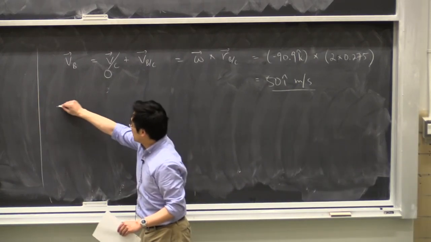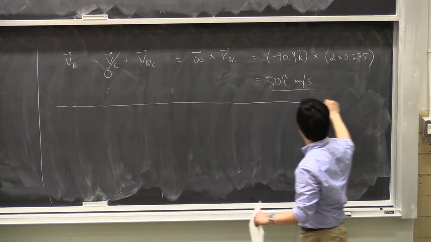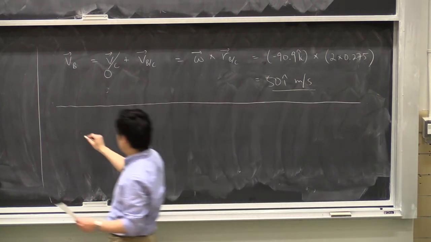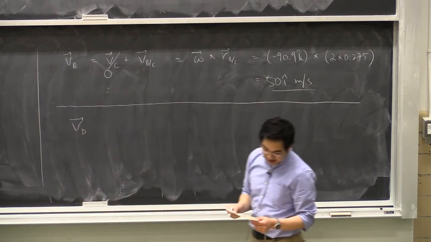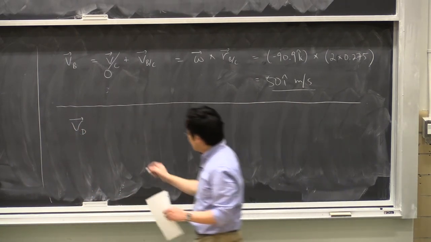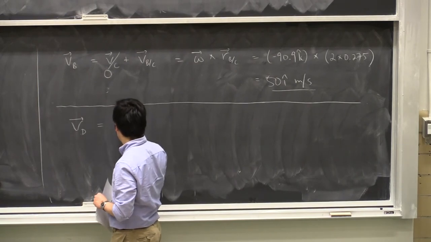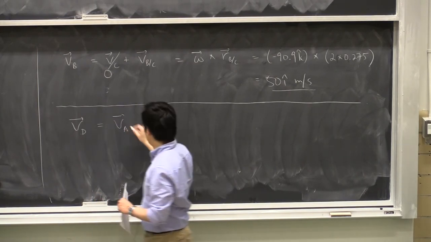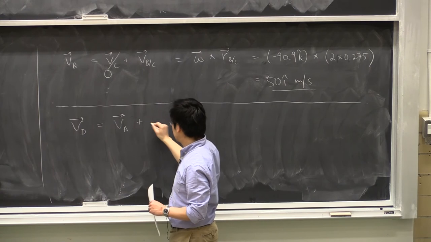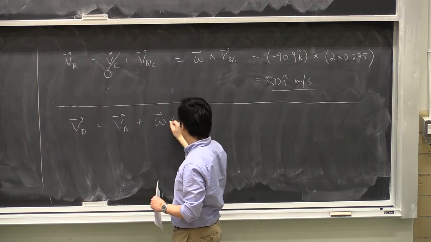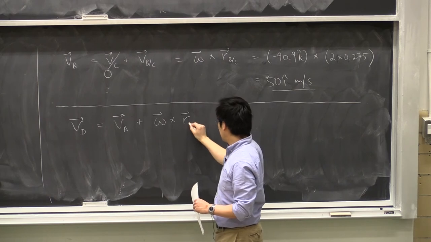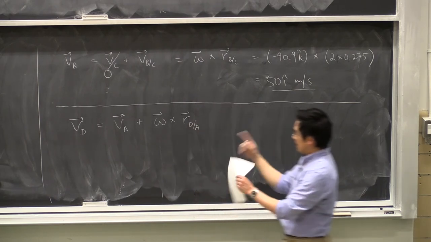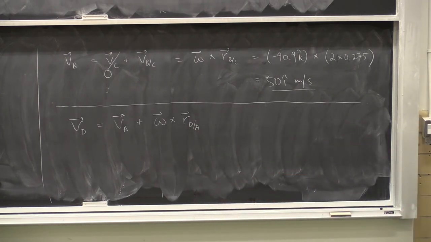Okay? So let's move on now to the last two points. So let's do VD. Okay, so VD, I have in my notes here, I actually picked starting from VA again. So let's do that. VA plus, and now I'm starting to go a little faster. Let's not write out the equation that we already know. We know for sure that it has to be that form. VA plus omega cross RDA.